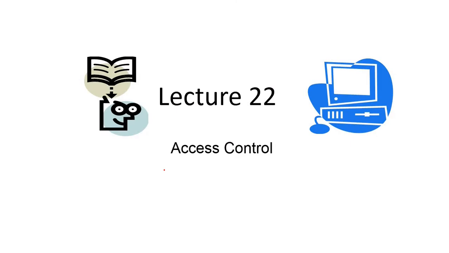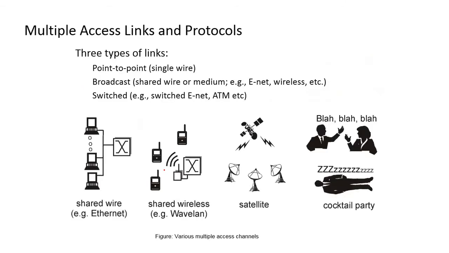Now today we are going to discuss access control. Let's see first why there is a need to do access control. Because in terms of multiple access links and protocols, there are many types of communications. First, there is point-to-point communication. It means a single wire, so only two people are communicating with each other. Like here, two people are communicating with each other. So there is a point-to-point connection or a single wire connection.